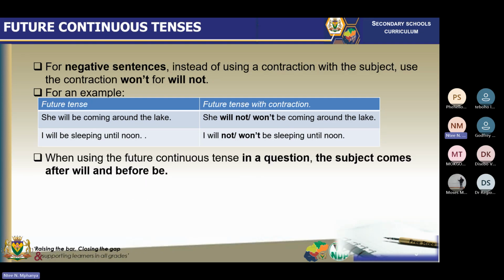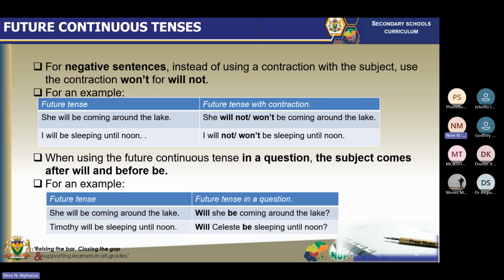When using the future continuous tense in a question, the subject comes after will and before be. When you ask a question, the statement will be in future tense, she will be coming around the lake. Now we are asking a question: will she be coming around the lake? Look at the subject right in the middle between will and be. Timothy will be sleeping until noon. And then on this side, will Celeste be sleeping until noon? Can you see the name?